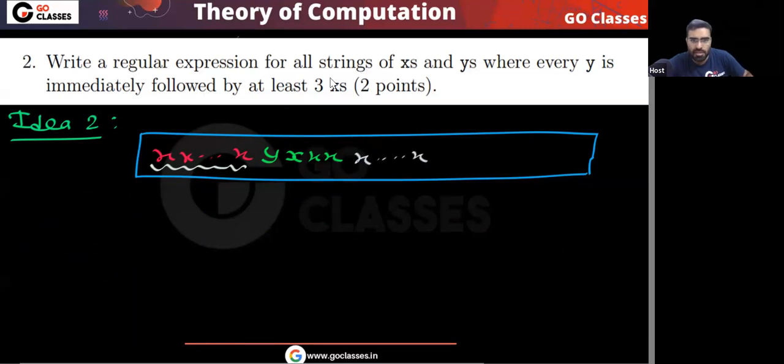Now, can you notice which story can repeat? This story can again repeat. Again, y can come. It will come with triple x. Then again, any number of x can come. Then again, y can come, with at least triple x. Then again, x will repeat.